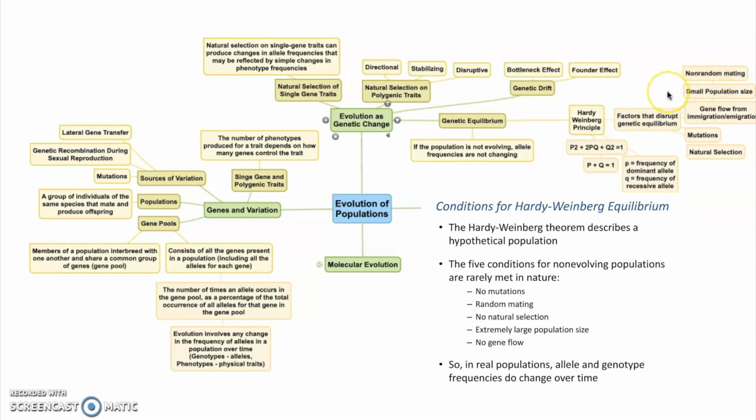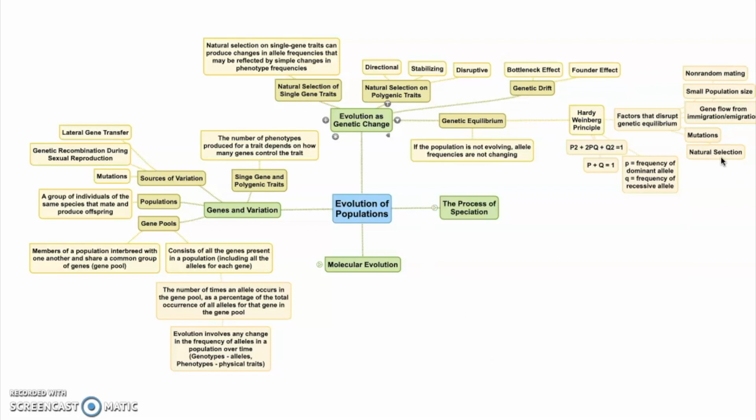You need to have large populations. You need to have no individuals moving in or out of a population. You can have no mutations, and there cannot be any selective advantage or disadvantage for a particular set of traits. Okay, so that's why, again, the populations are going to change, because these things are actually in effect.